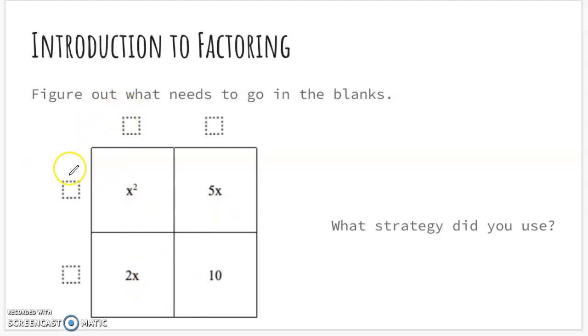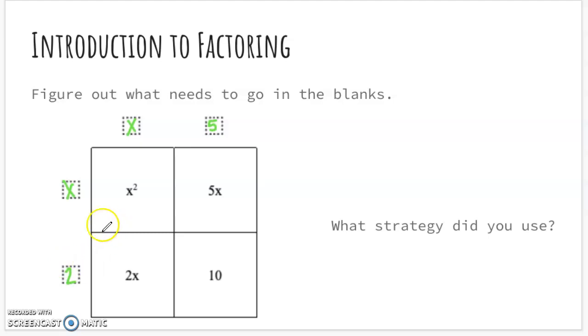What two numbers or letters multiply to make x squared? Well, I know x and x. Same thing, x times what is going to multiply to make 5x? That has to be a 5, right? 5 times x is 5x. And then same thing down here. I need to think, x times what number is going to multiply to make 2x? That's going to have to be a 2.